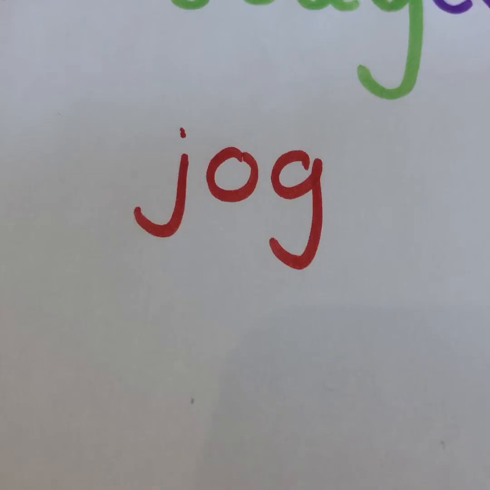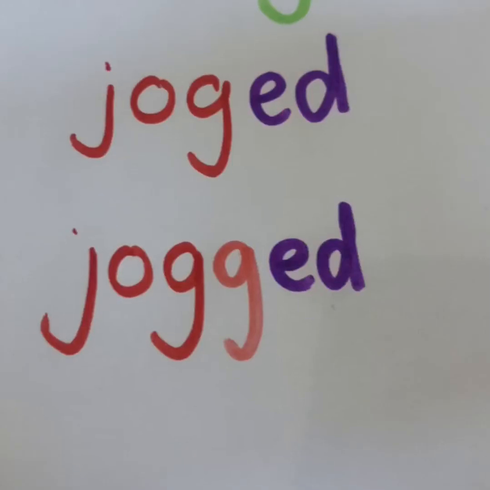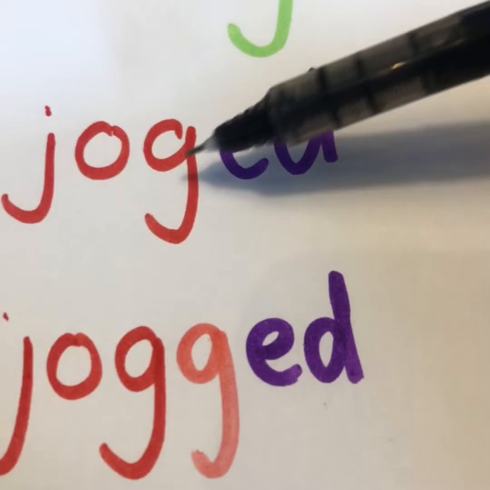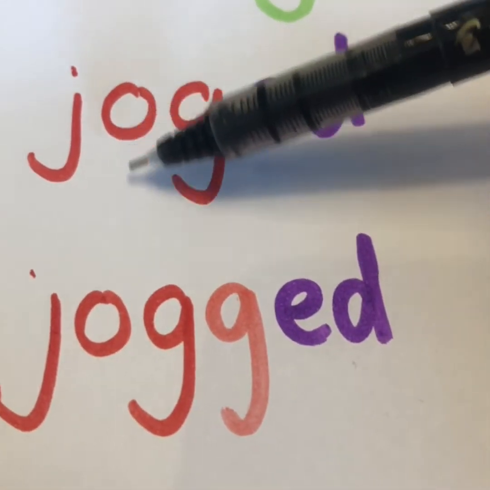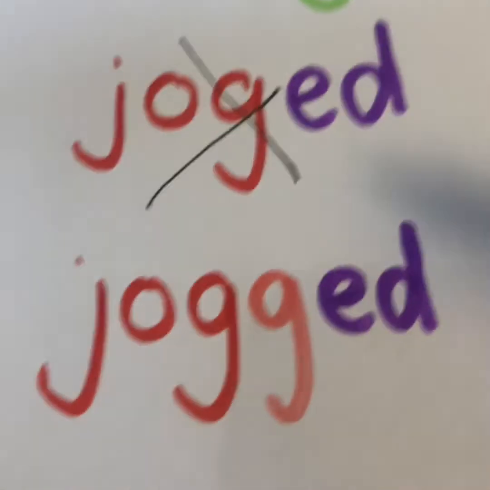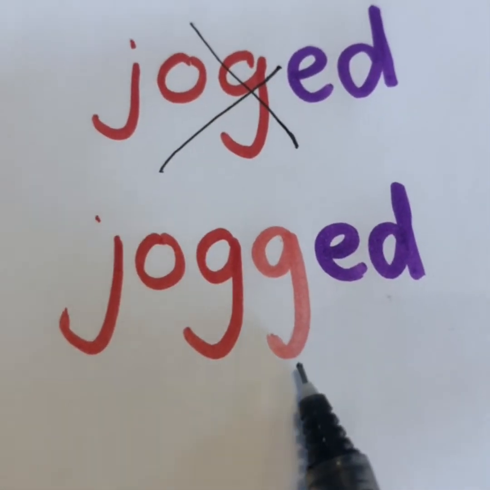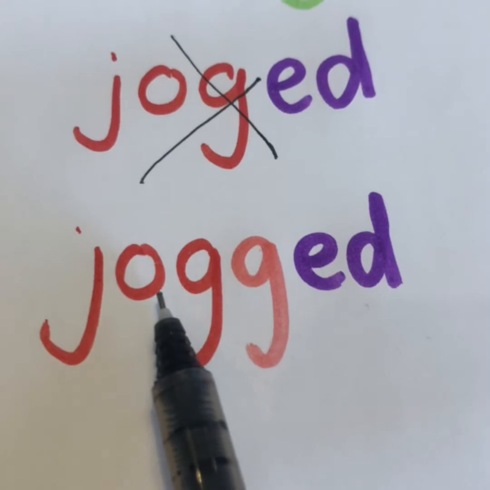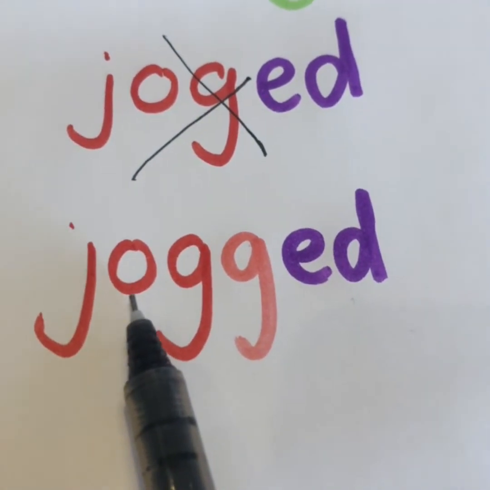Have a go at what you think jogged would be. We've got jog, we want to turn it into jogged. Have a go. Okay, so I hope we've got none of these. Otherwise that would be jogged. So not this one. You need to follow that rule 2, add the extra consonant and keep that a short vowel sound, short O sound.